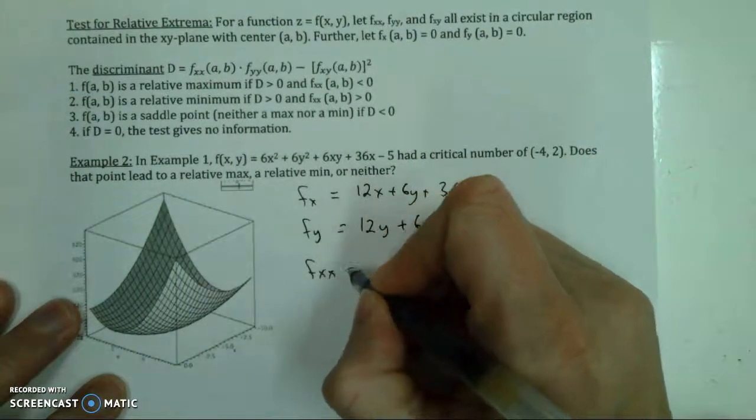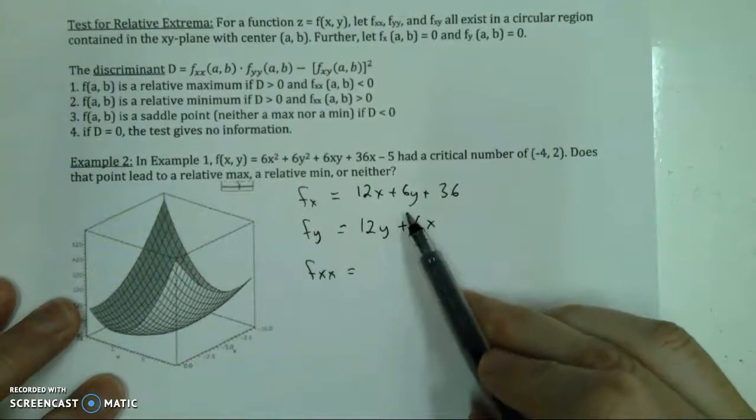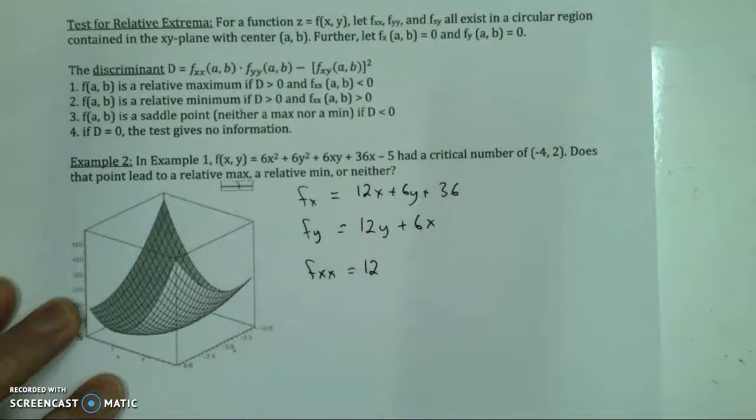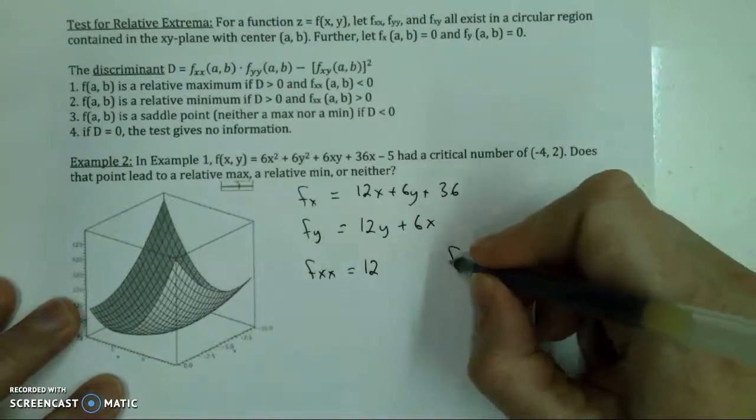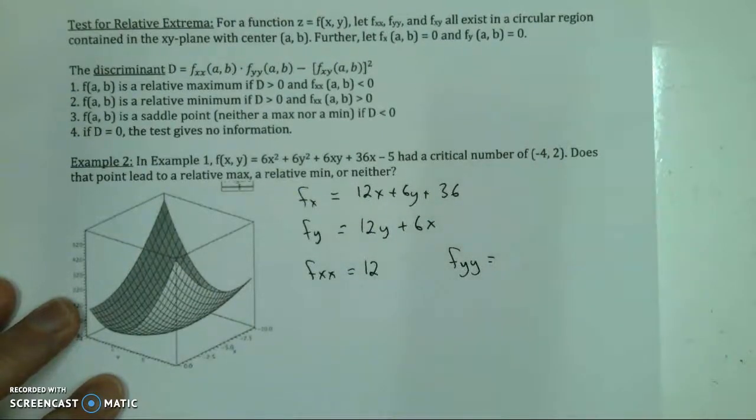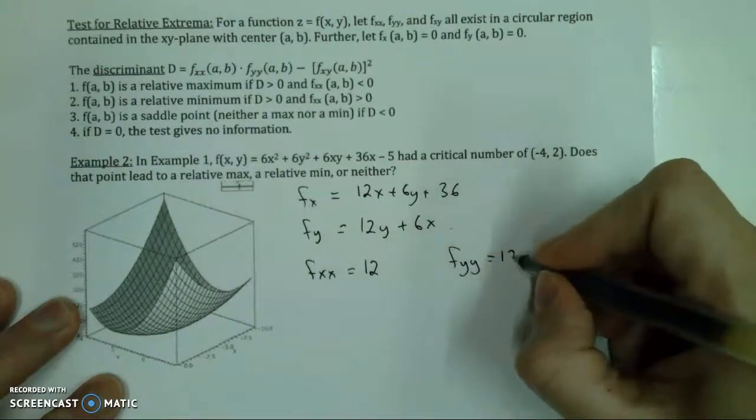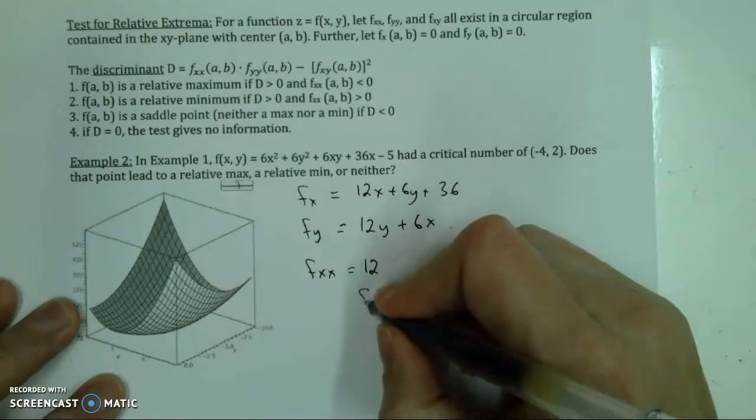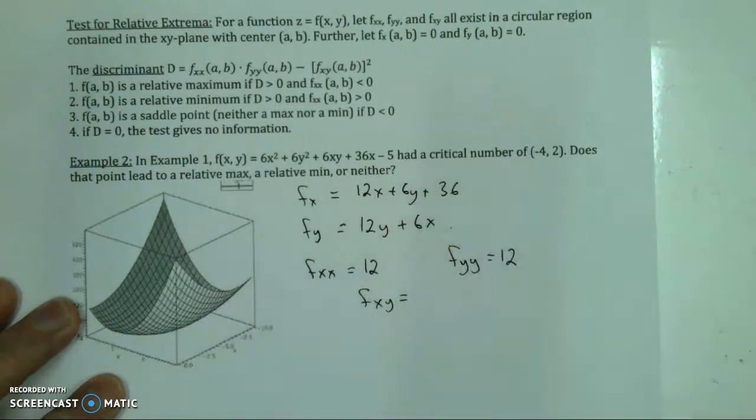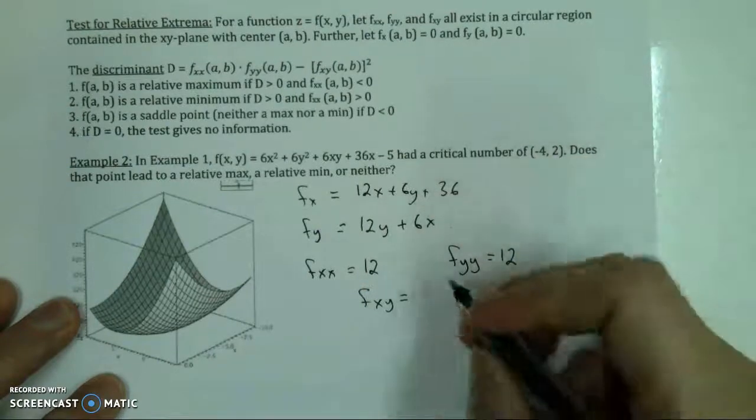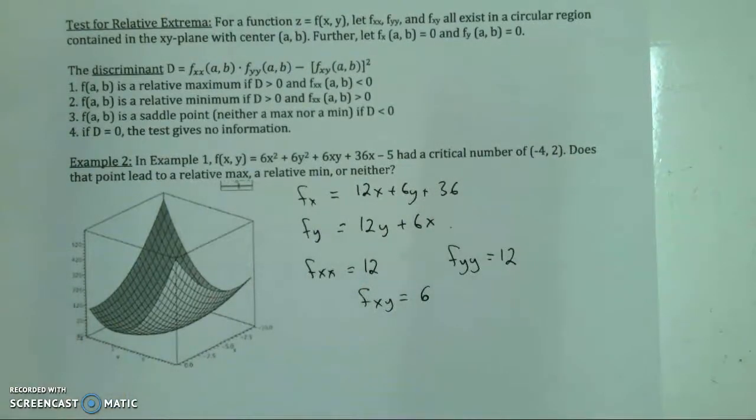So let's start with fxx. I'm starting with this, and my variable now is x, so I get 12. Let's then find fyy. I'm starting here, and my variable is y, so my result, once again, is 12. And finally, let's find fxy. I'm starting here, but now my variable is y, and I get a 6. So again, I don't need all four second-order partials, but I do need three of them.